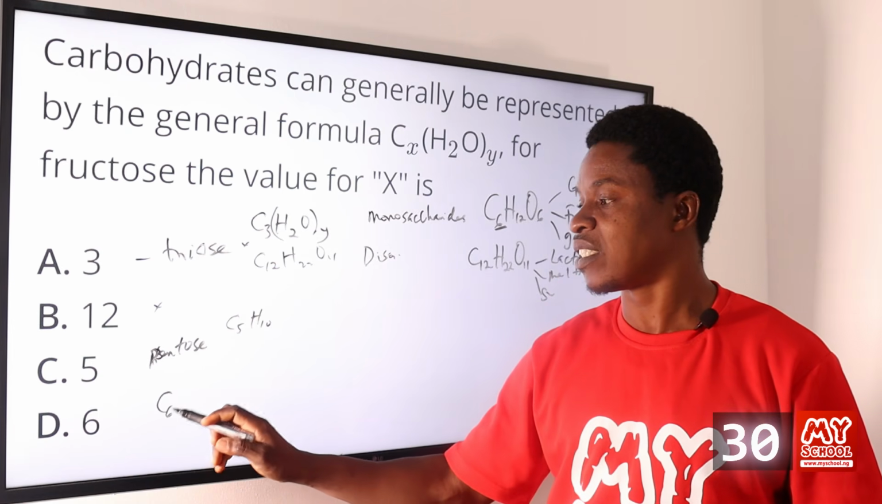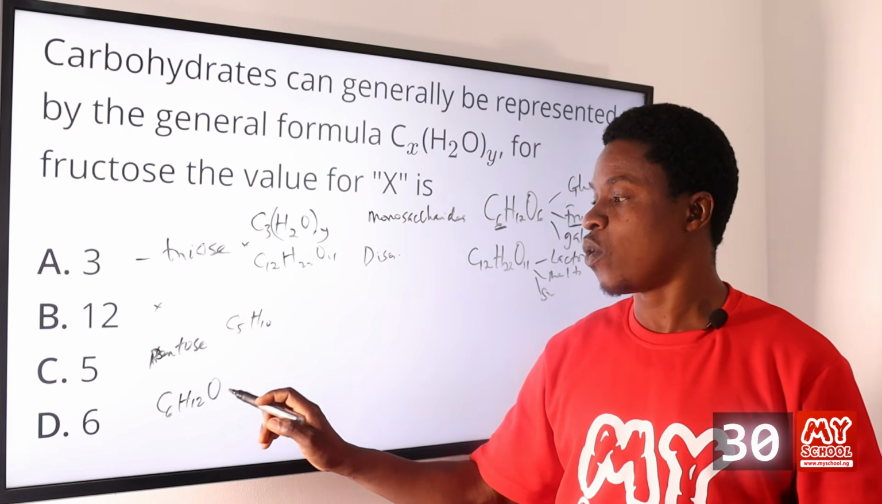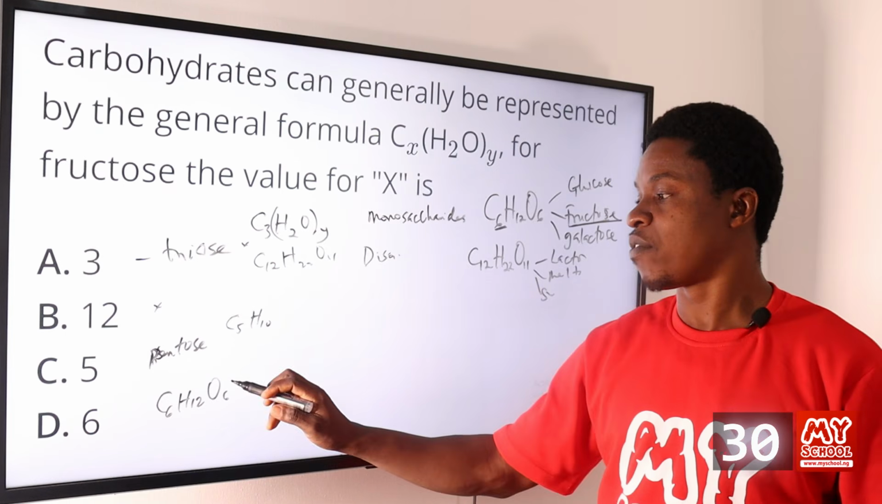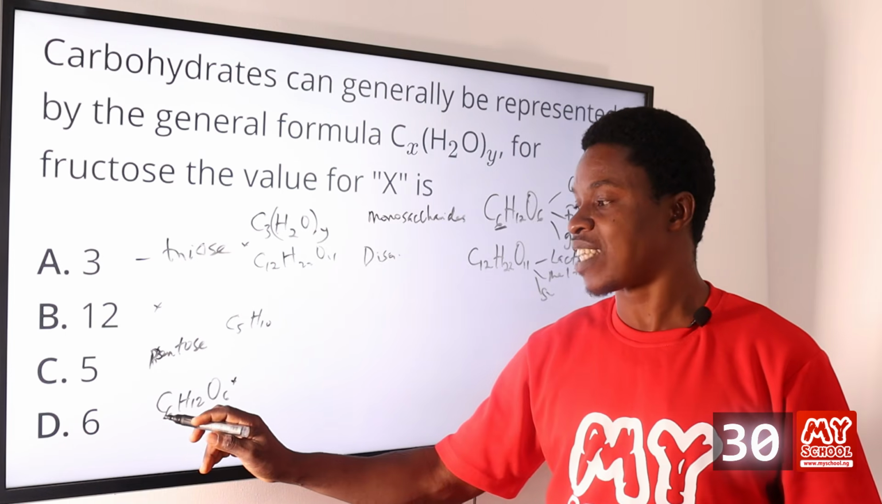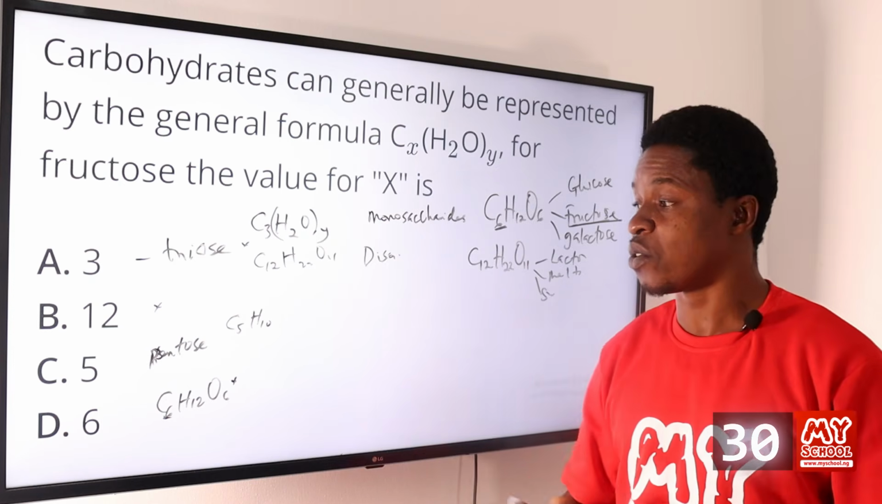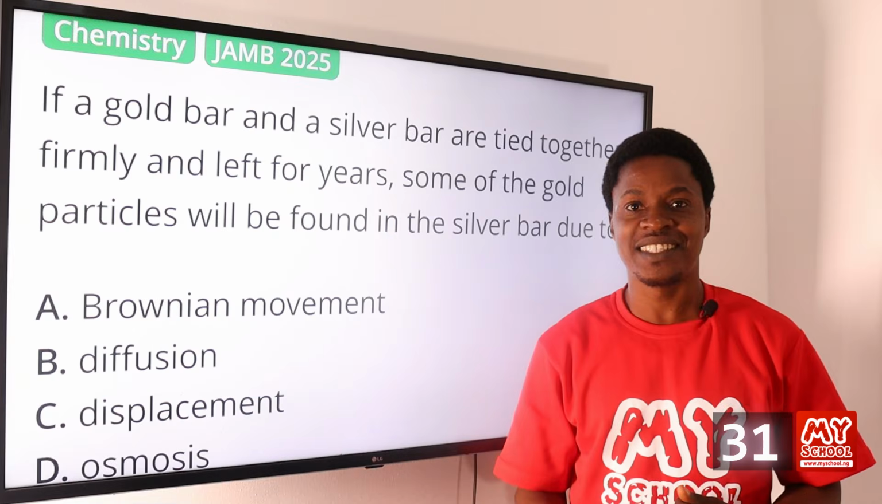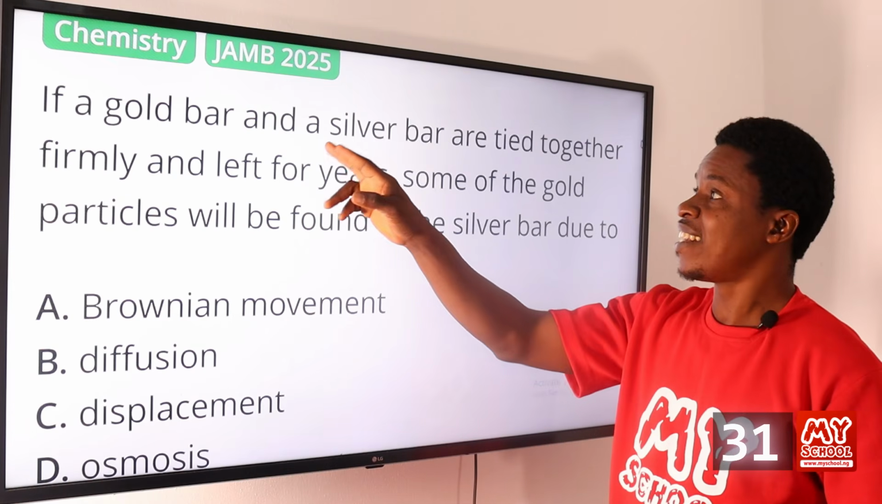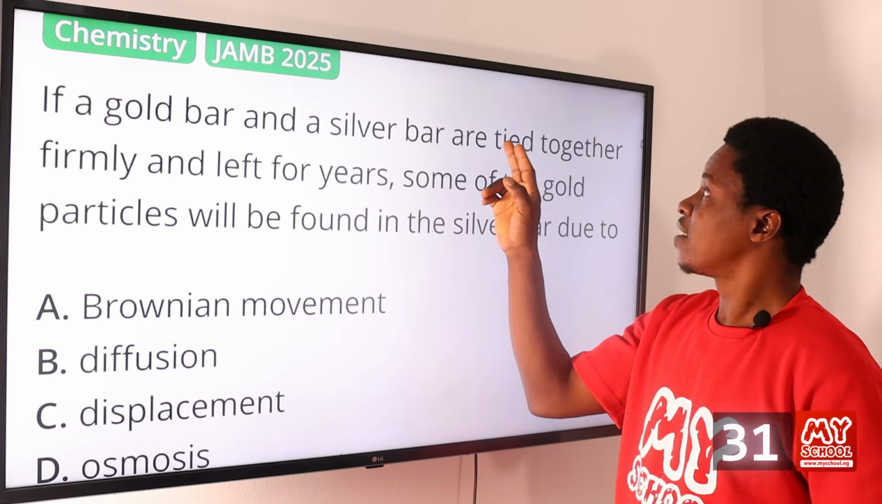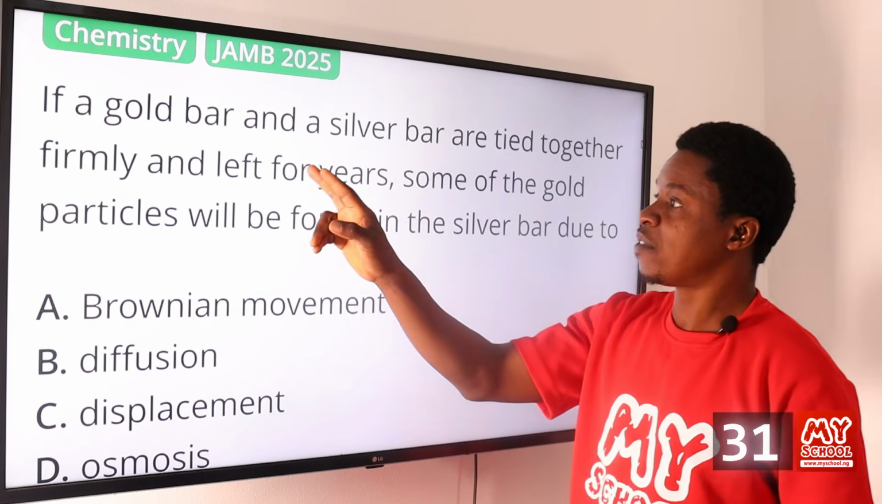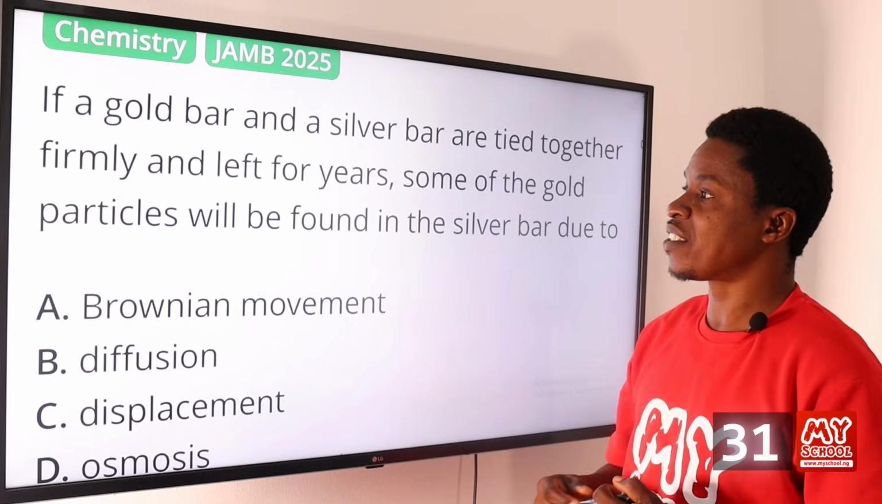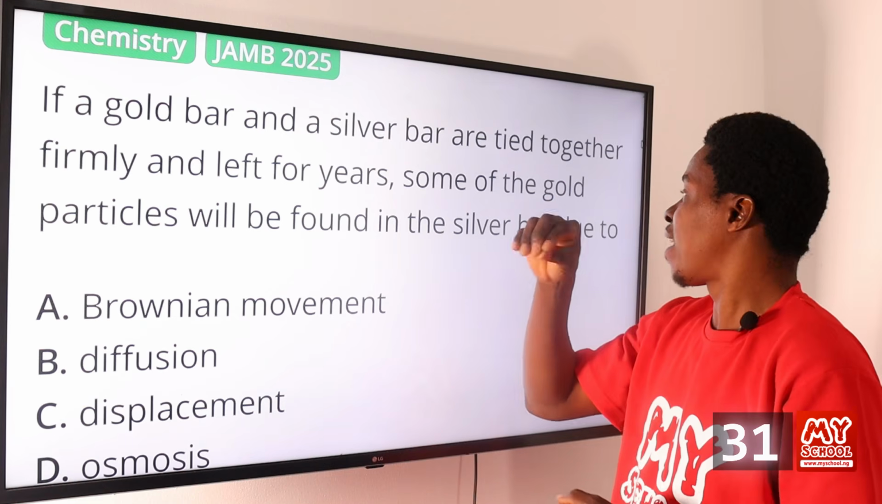It becomes 6, that means C6, H12, and O6. So that is the right formula for fructose. So fructose, with 6 carbons, is a hexose sugar, which is a monosaccharide. So the correct answer is option D. Now on to question number 31. A gold bar and a silver bar are tied together firmly and left for years. Some of the gold particles will be found in the silver bar due to what?